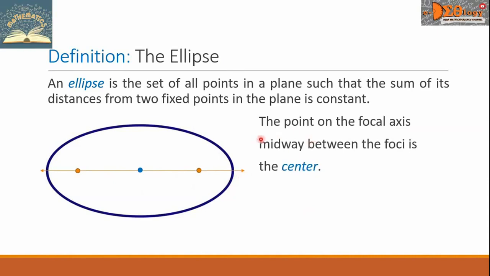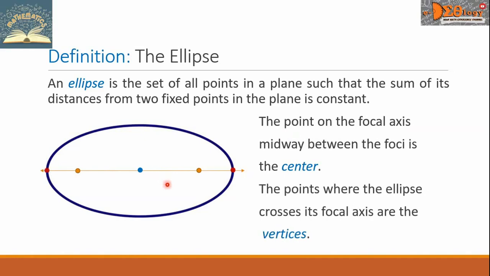The point on the focal axis, midway between the foci, is the center. Here is the center. The points where the ellipse crosses its focal axis are the vertices. So we have 2 vertices. This is the first vertex, and this is the second.